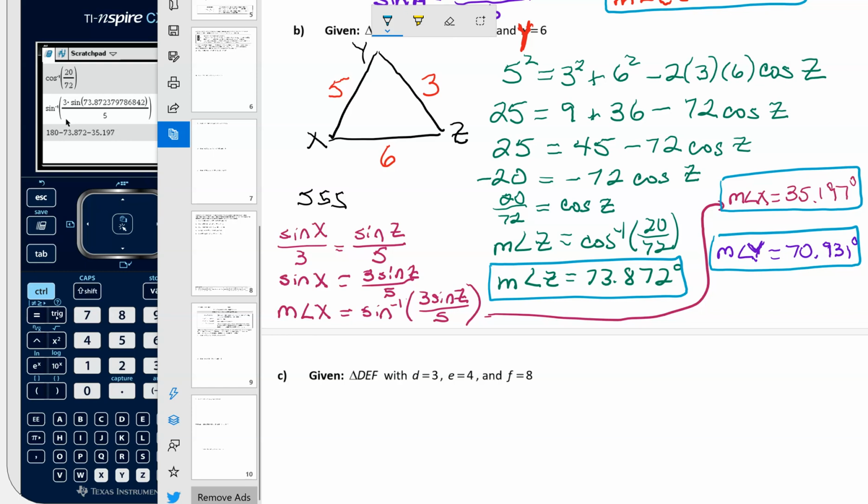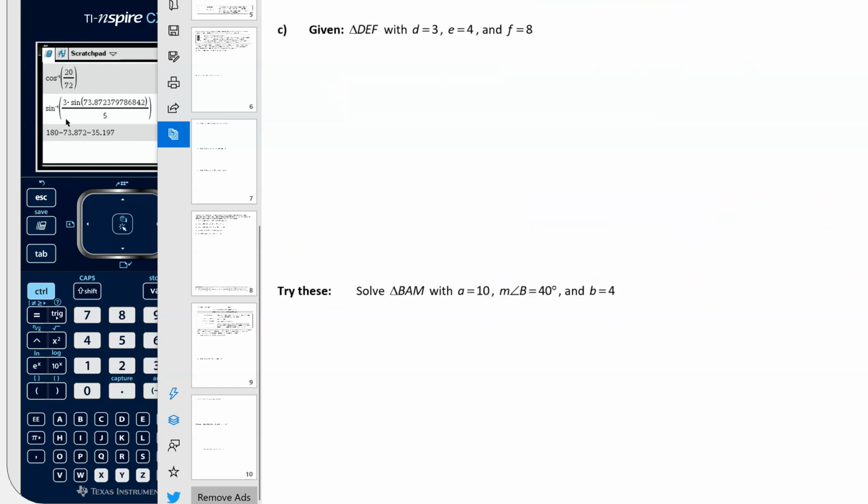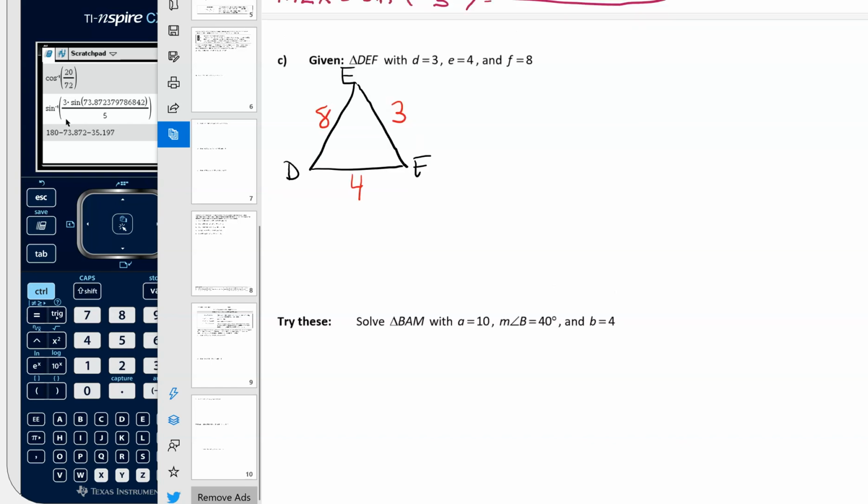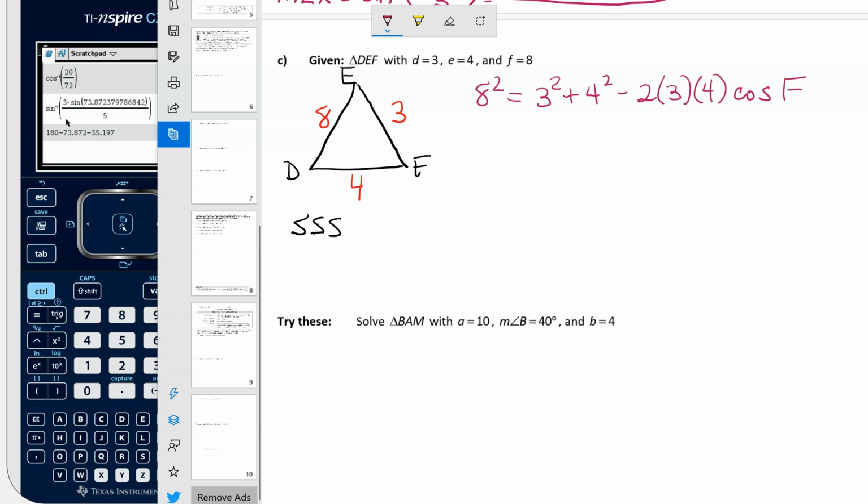All right, let's look at C. In C, we have a triangle DEF with three sides given. This is again the SSS pattern of givens, which points to using law of cosines to find a first angle. Remember, we can solve for any of the three angles first. I chose to write the law of cosines with 8 squared by itself on one side, which means that we'll be solving for the angle opposite 8, which is angle F.